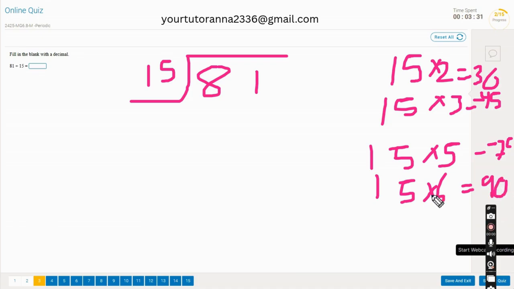So 90 here. So now what we do is we choose the number that is the smallest, which is going to be 15 times 5. So 15 times 5, what does that give you? It gives us 75. So let's put 5 above and let's put 75 at the bottom. You'll subtract that. What do you get?